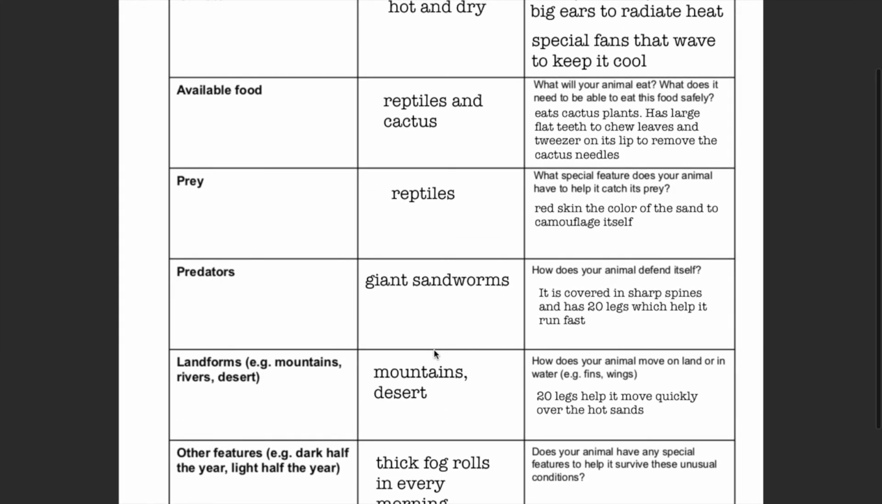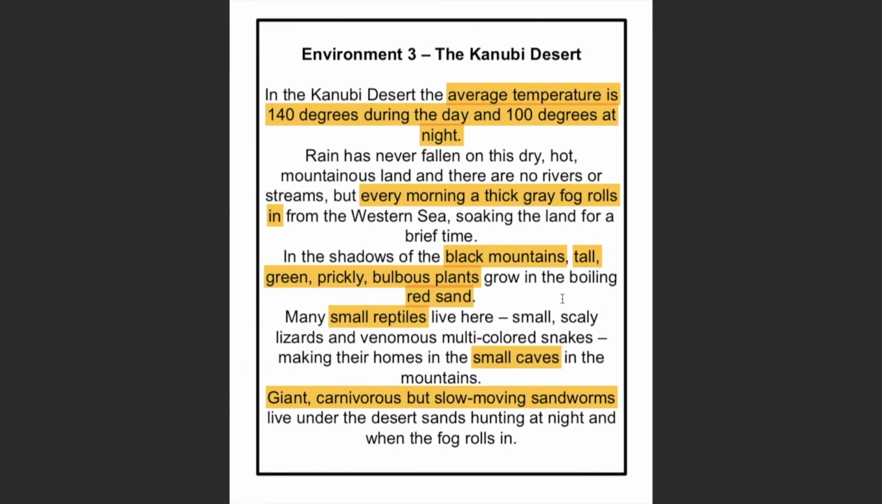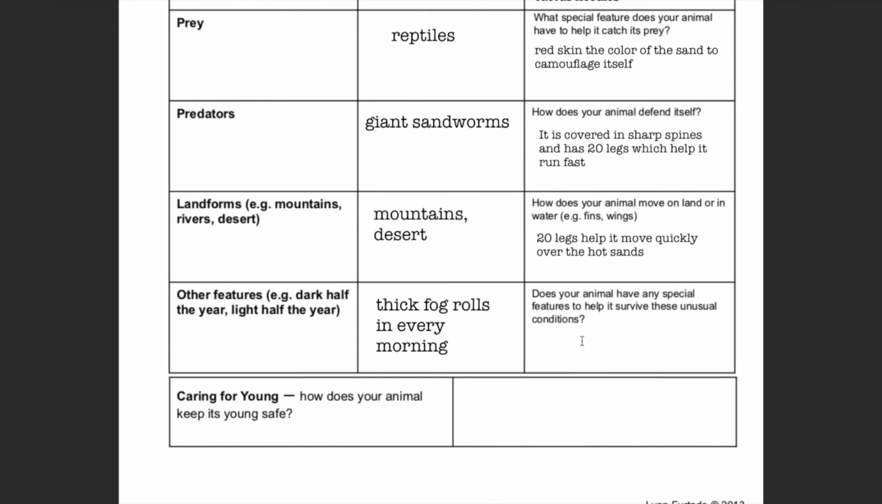So far, we've looked at how our animal is going to get food and avoid being another animal's food, but we haven't really talked about how it's going to get water. Although it doesn't really rain in the desert, and our description told us that there's really no rivers or streams, there is a thick gray fog that rolls in. So maybe our animal can get some water from the fog.